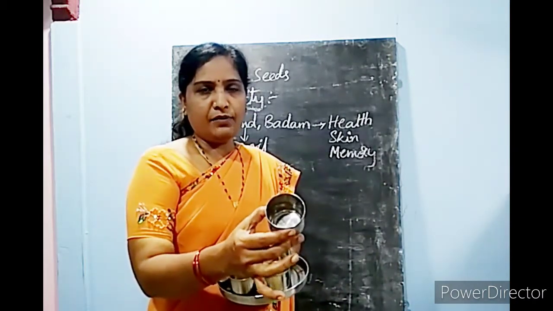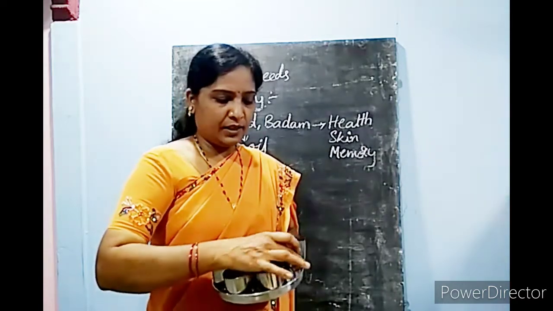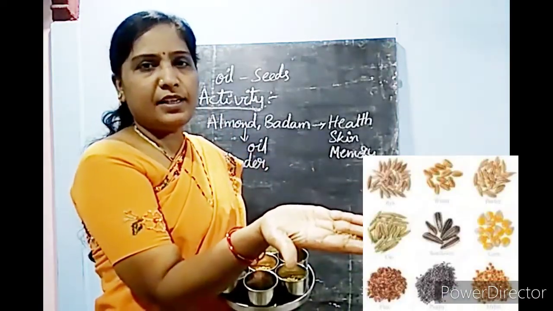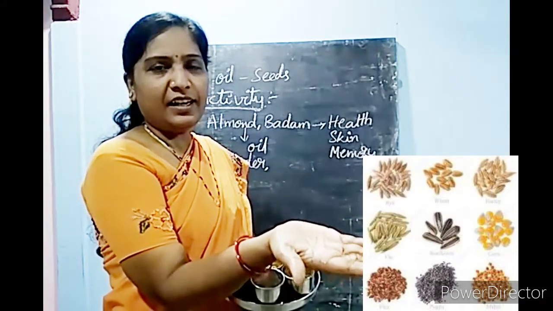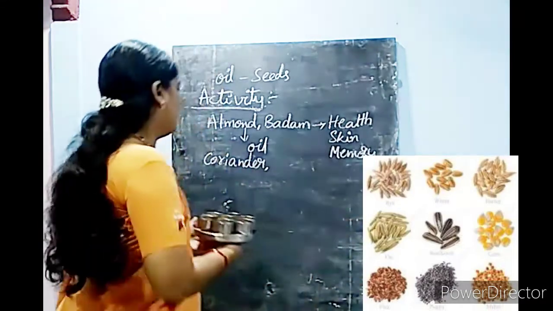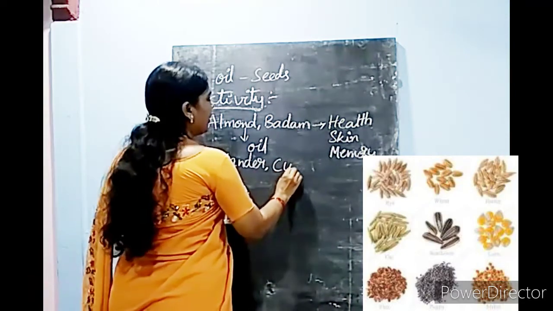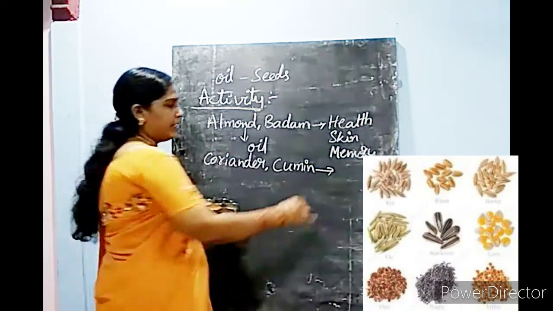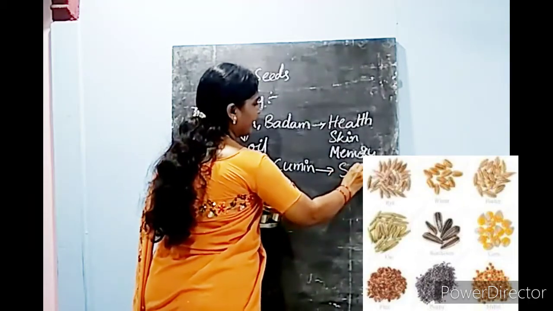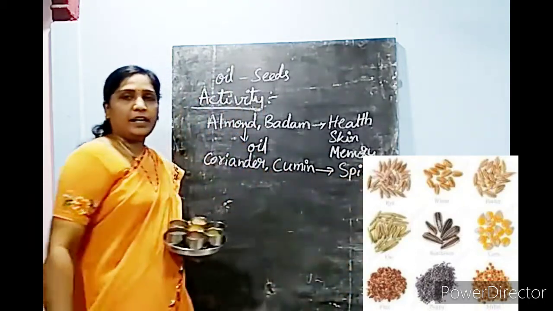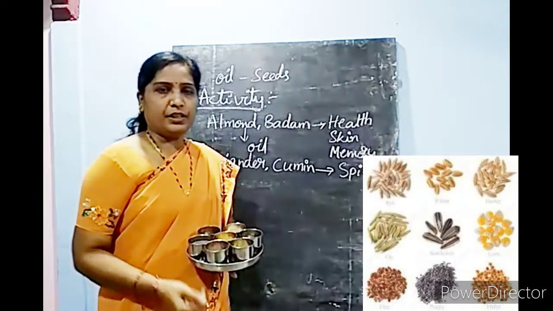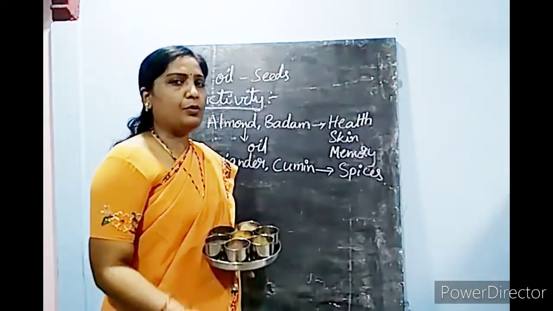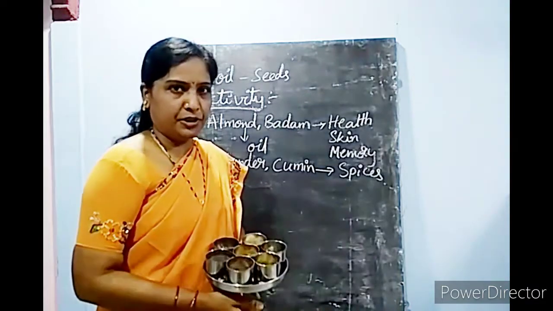So can you identify which seeds these are? I'll show you. Try to identify the seeds. They are cumin. We use them as spices. They will add extra flavor to our food. They give more taste to the food. That's why we add cumin and coriander in our food.